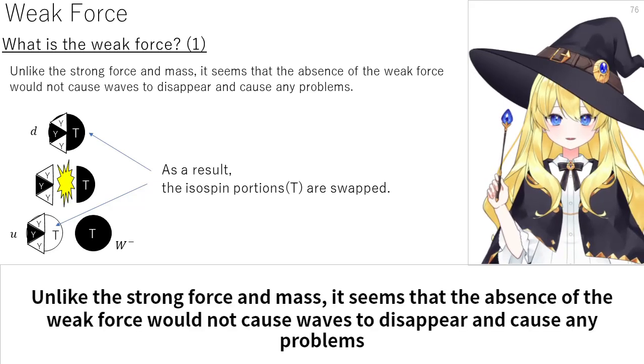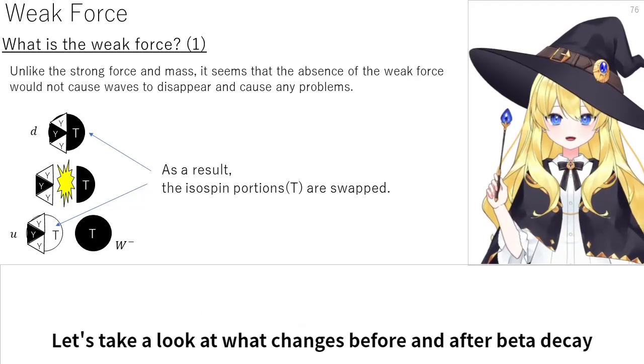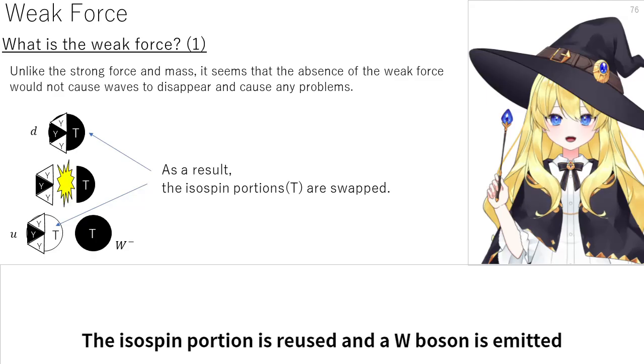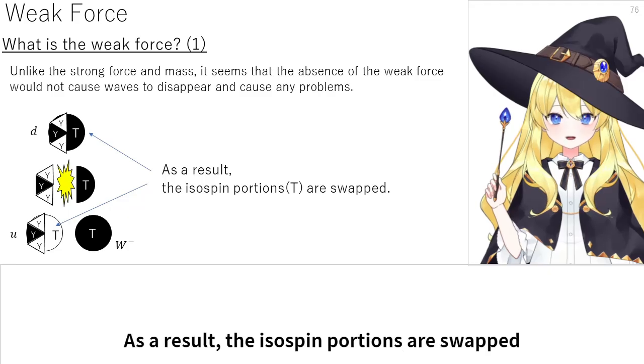So what is the weak force? Unlike the strong force and mass, it seems that the absence of the weak force would not cause waves to disappear and cause any problems. Let's take a look at what changes before and after beta decay. The isospin portion is reused and a W boson is emitted. The missing isospin is pair produced. As a result, the isospin portions are swapped.